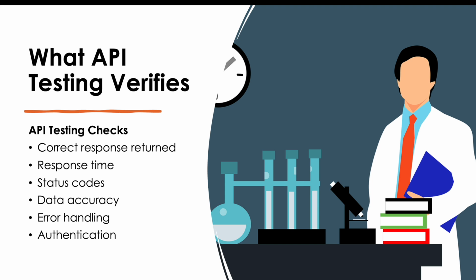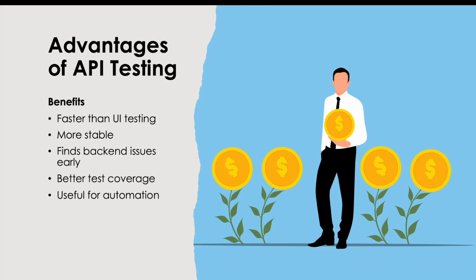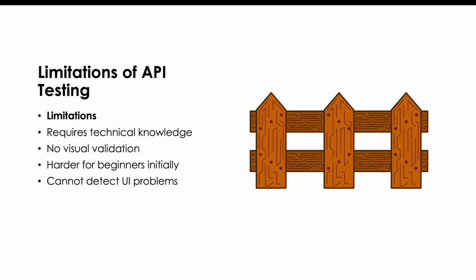What does API testing verify? API testing checks correct response is returned, response time, status codes, data accuracy, error handling, and authentication. Advantages of API testing: it's faster than UI testing, more stable, finds back-end issues early, gives better test coverage, and is useful for automation. Limitations of API testing: it requires technical knowledge, has no visual validation, is harder for beginners initially, and cannot detect UI problems.